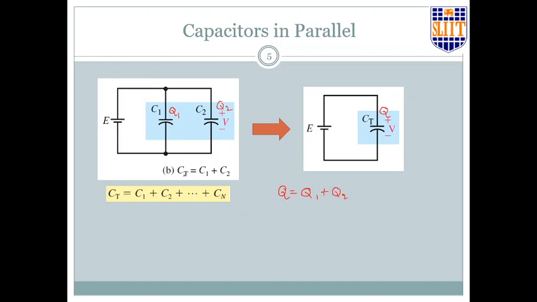From the left-hand side you get CT V equals C1 V plus C2 V. The voltage is the same in both cases, so the voltage can be cancelled out. Therefore they reduce to CT equals C1 plus C2. That's the relationship. We can extend that to any number of parallel capacitors, C1, C2, C3, any number. So that's the parallel capacitors.